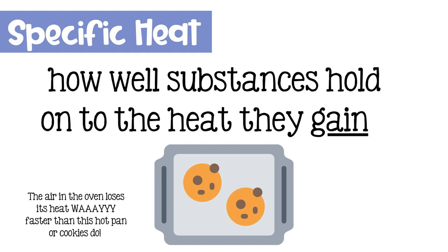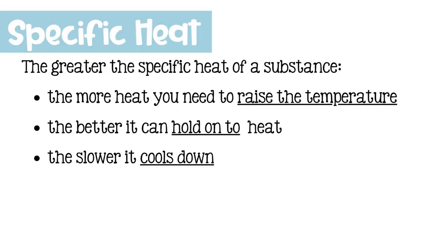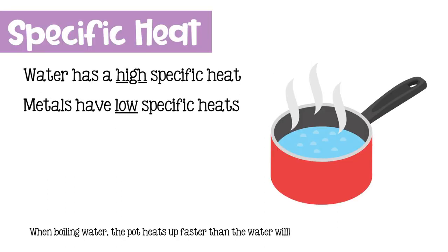For example, the air in the oven loses its heat way faster than the hot pan or cookies do. The greater the specific heat of a substance, the more heat you need to raise the temperature. The better it can hold on to heat, and the slower it cools down. Water has a high specific heat, whereas metals have low specific heats. When boiling water, the pot will heat up faster than the water will.